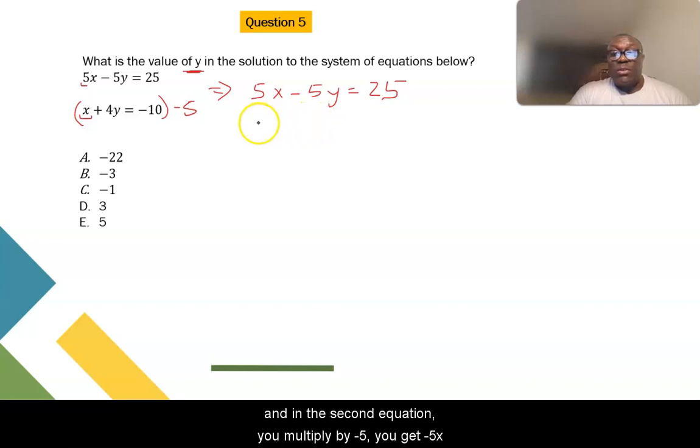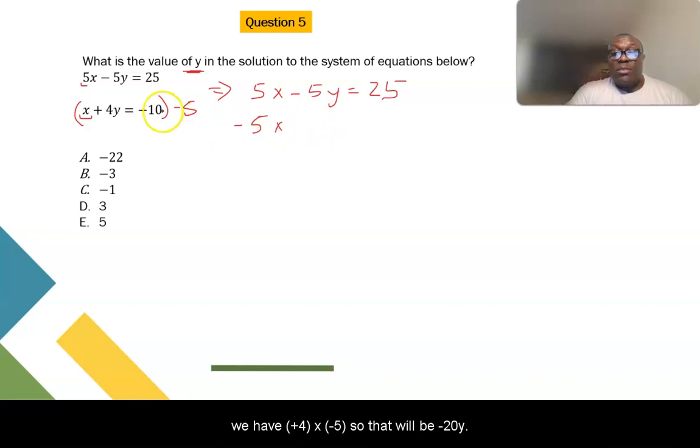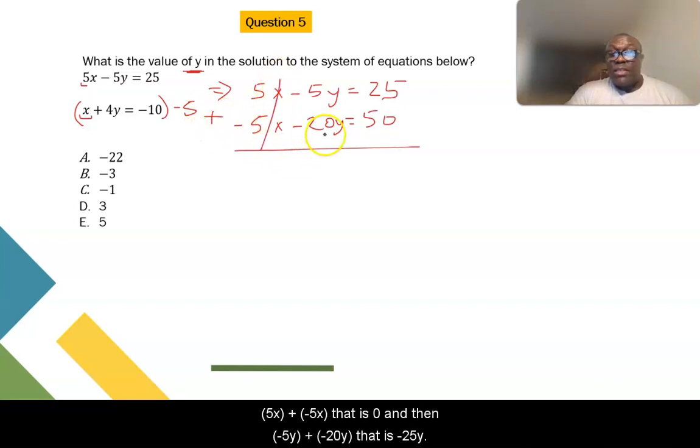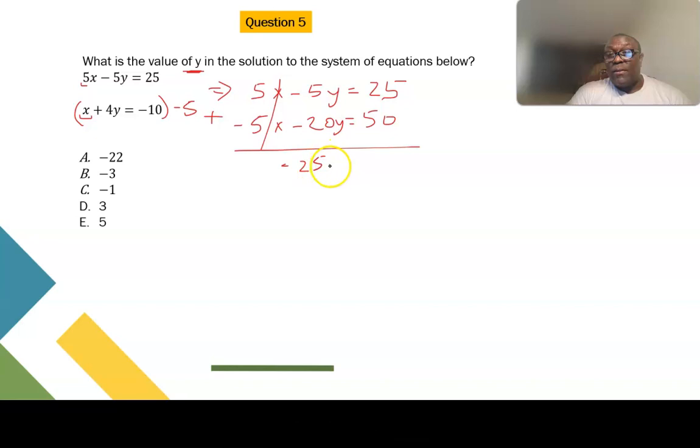And in the second equation, you multiply by negative 5, you get negative 5x, and you have positive 4 times negative 5, so that would be negative 20y equals negative 5 times negative 10, that would be positive 50. So we go ahead and add these two. 5x plus negative 5x, that is 0. And then negative 5y plus negative 20y, that is negative 25y equals 25 plus 50, that is 75.